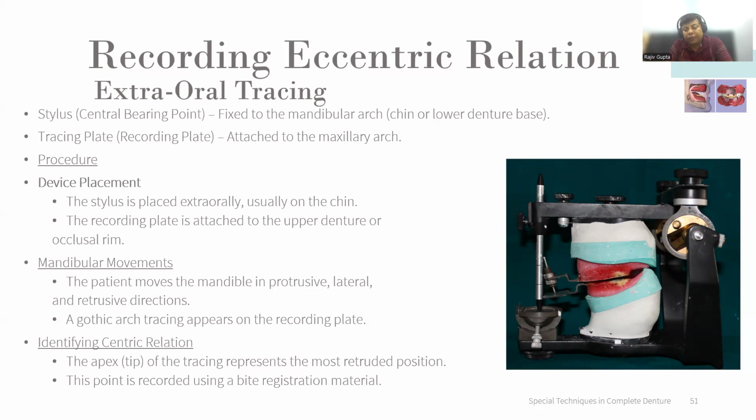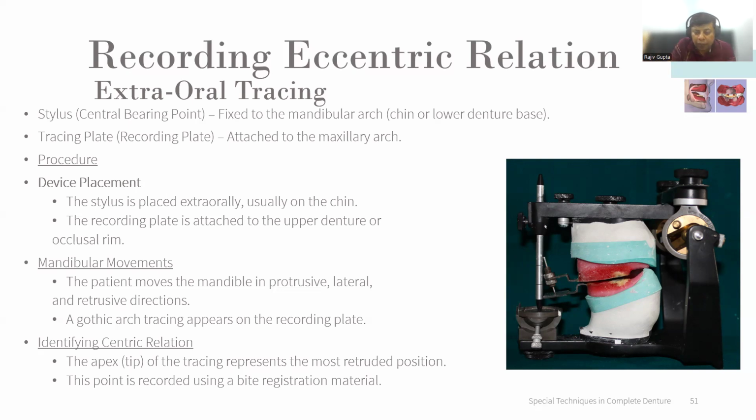So if there are any interferences or any problem with the movements, we can actually catch them then and there. But with the intraoral tracers, the visibility is not there. But the extraoral tracers have the center of rotation away from the TMJ, so they are a little less accurate as compared to your intraoral tracers.